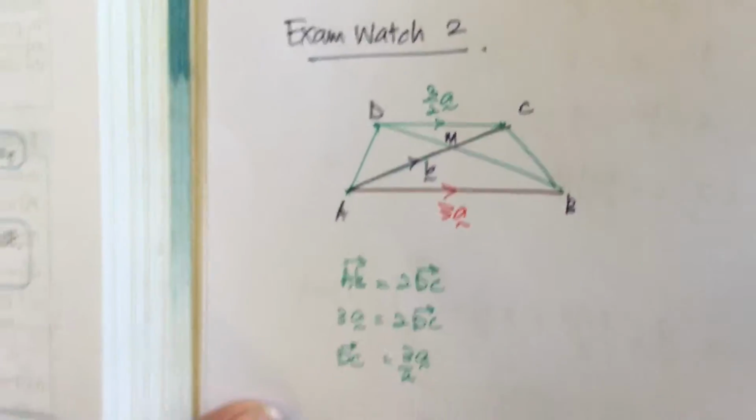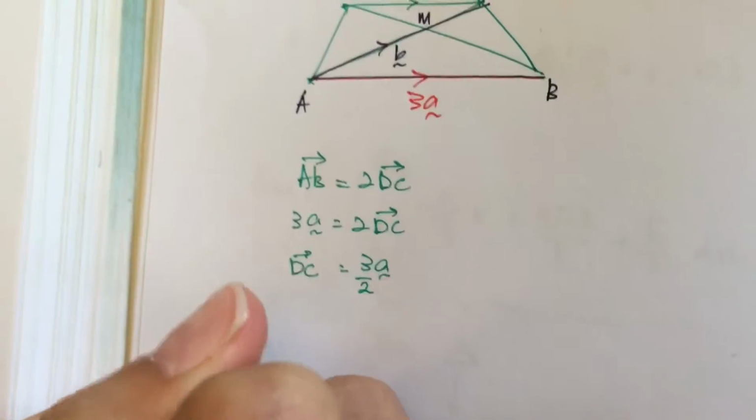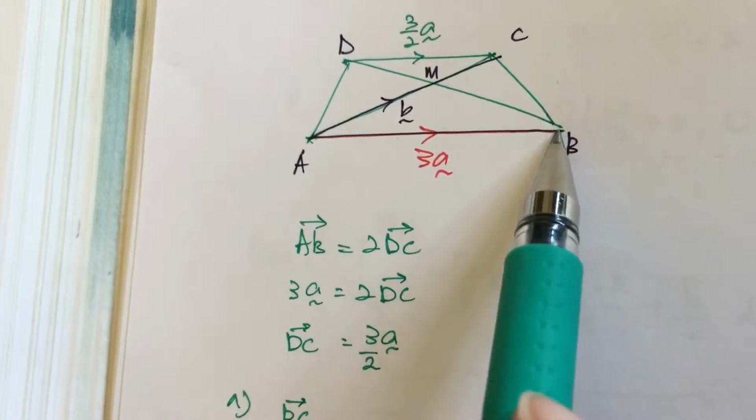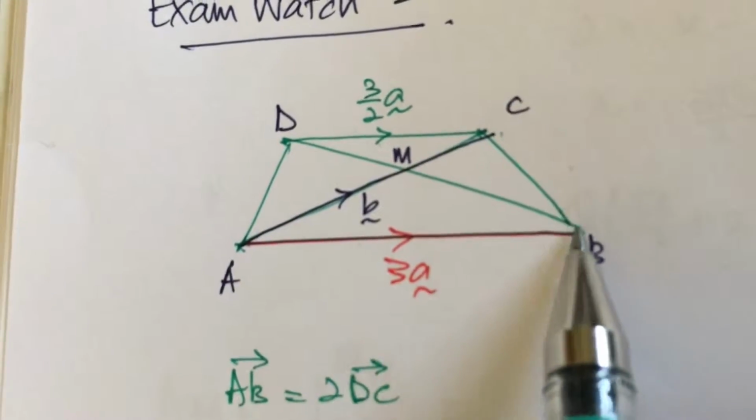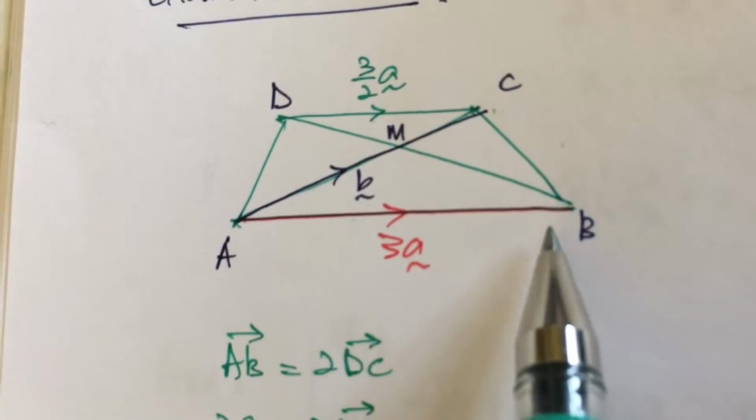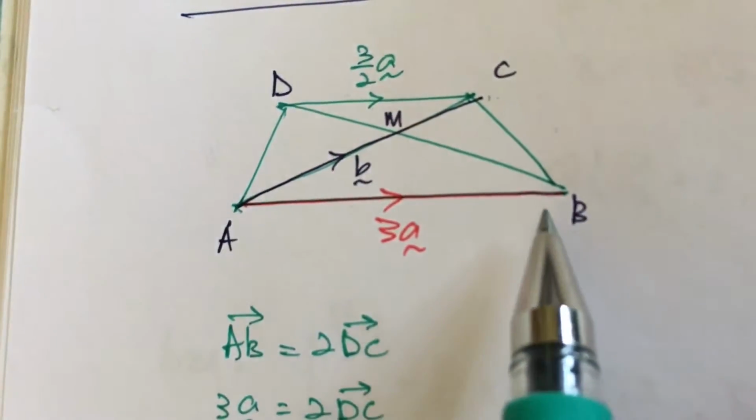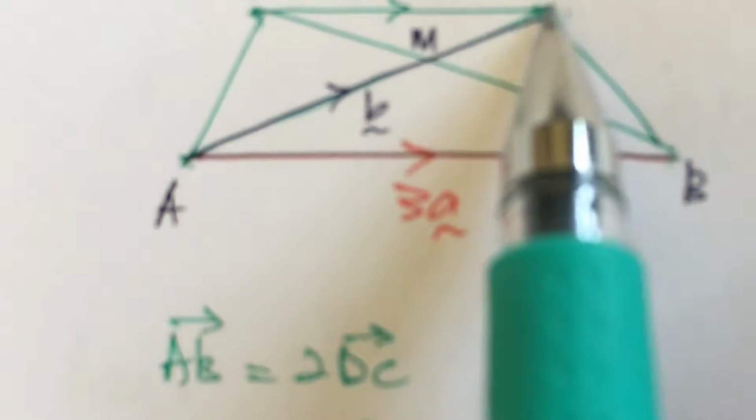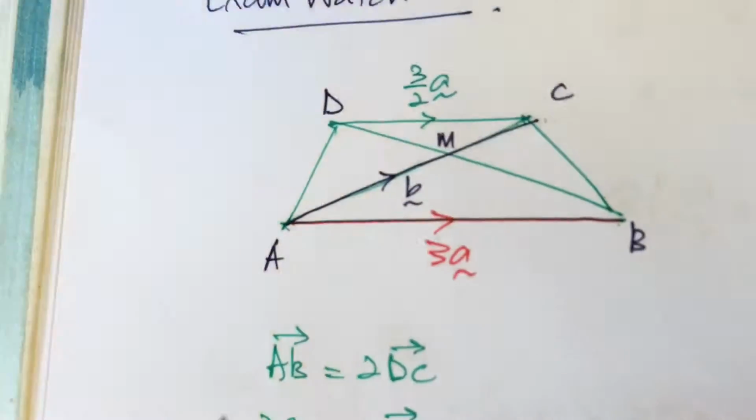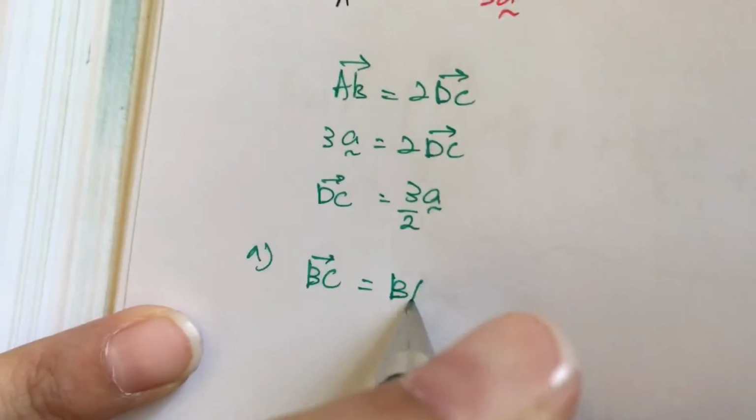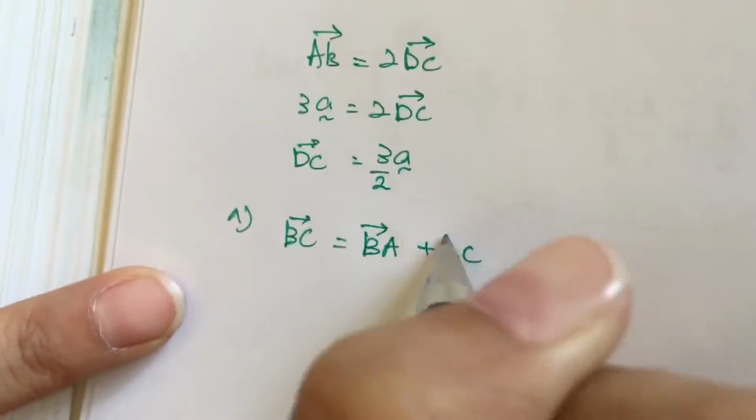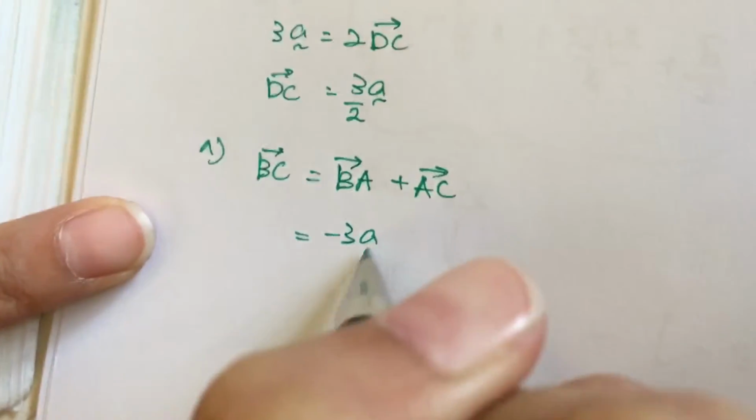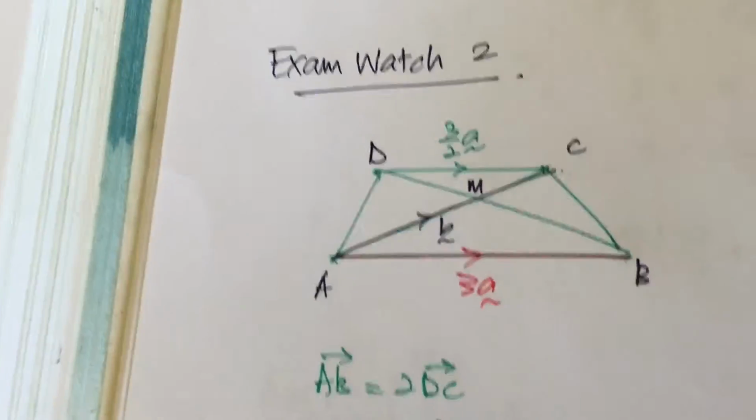Put the arrow. And then question A is asking for BC, from point B to C. How do I travel from point B to C? I do not have a direct vector, so I have to take a detour. That's B to A to C, because I have the vectors there. It is BA plus AC. BA is opposite to AB, so the direction is negative. There you go. That's it.